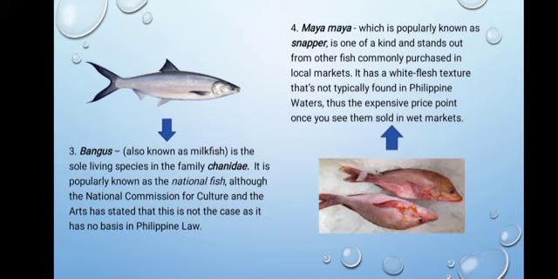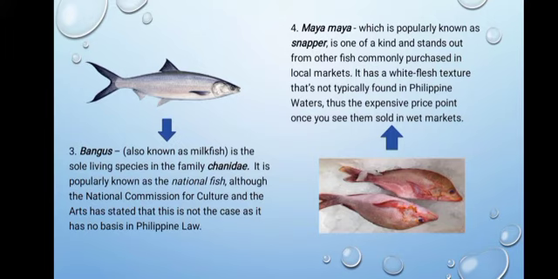So, the fourth is maya-maya, which is popularly known as snapper. In Cebuano, it is called sulid. But it is one of a kind and stands out from other fish, with the most expensive price. In the market, you can buy maya-maya at 200 and above.